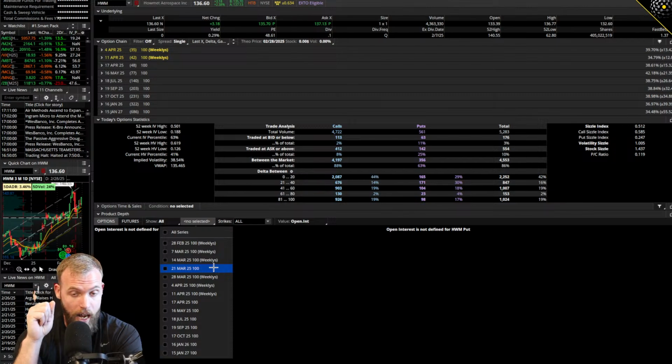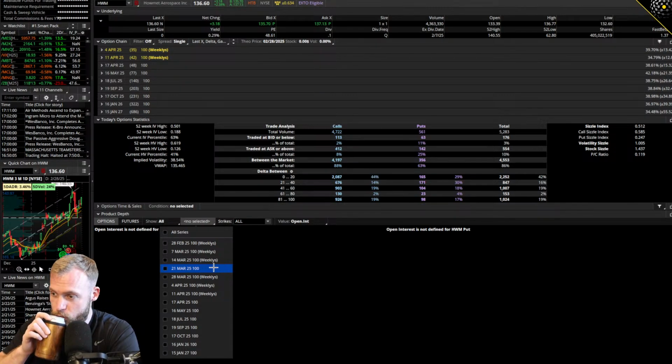Now, it could not be the case, but there would be a reason why it would not be the case, and that would be something for us to look into. But what is overwhelmingly likely going to be the case? If I click into 14 March and then 21 March, what am I going to see in terms of an open interest disparity between those? Which of those is going to have higher open interest? 14 March or 21 March?